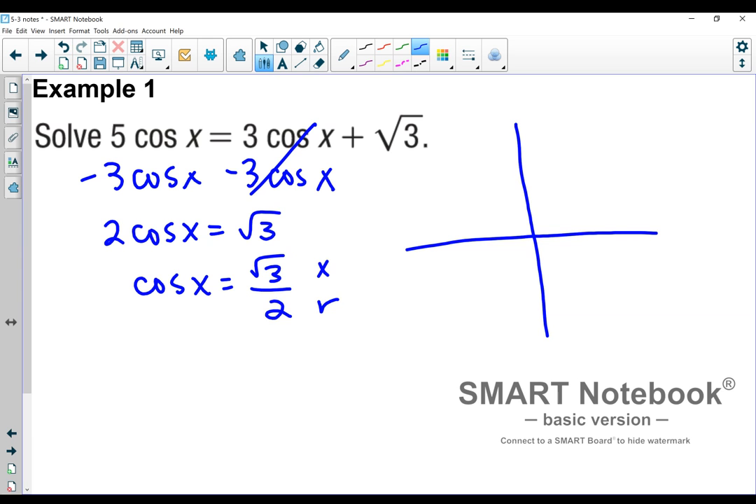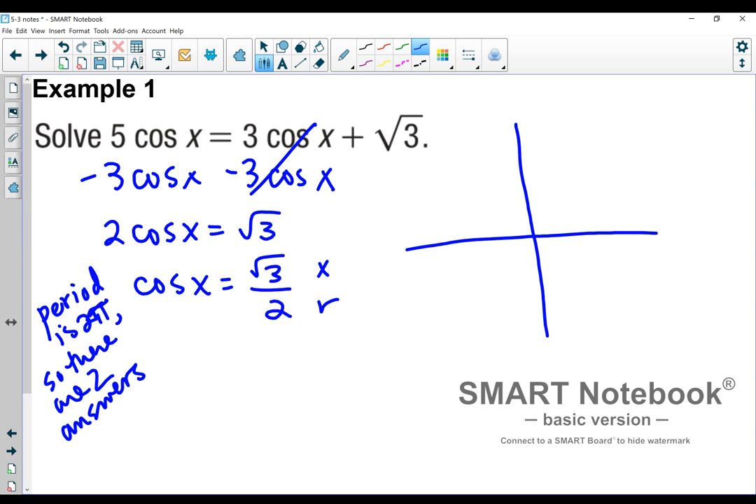And the other thing I need to think about here is I always want to look at the period and be thinking about the period. And this is just cosine x, so the period is 2 pi. And so there are going to be 2 answers. So this is similar to the one that we just looked at. In fact, it's very similar because cosine positive, we know will be in quadrant 1 or 4 again. That's wherever my x is positive. So wherever the cosine is positive is where x is positive.